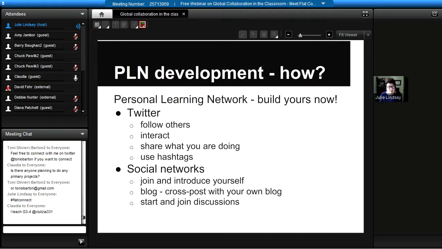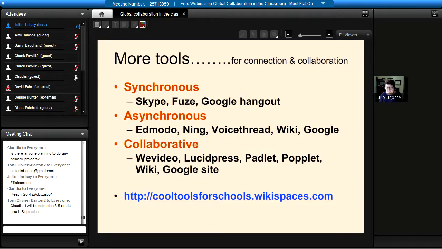And of course, social networks. If you're going to join the Flat Connections Ning, flatconnections.net, come in and introduce yourself, cross-post with your blog, start and join discussions, etc.